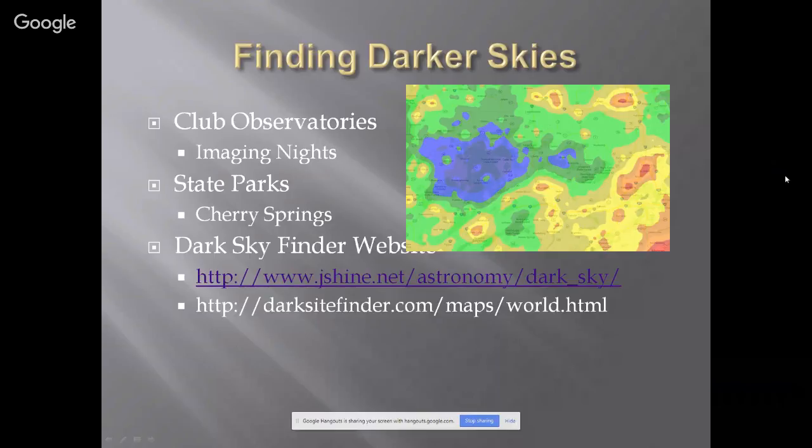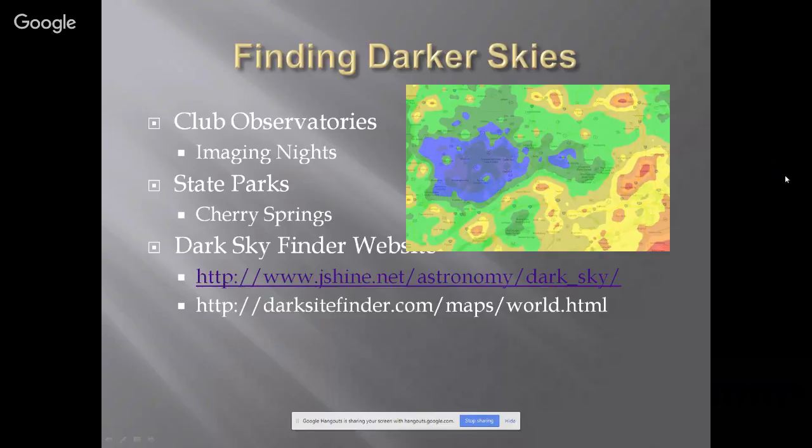But club observatories in general, if the club has an observatory somewhere, and public nights, public observing nights, you're basically safe to say that it's going to be darker than the city that's probably around. At the same time, state parks, good places to go. Cherry Springs is among the darkest skies in the east, or on the East Coast, as they say. It's the closest blue to black zone to me that there is.